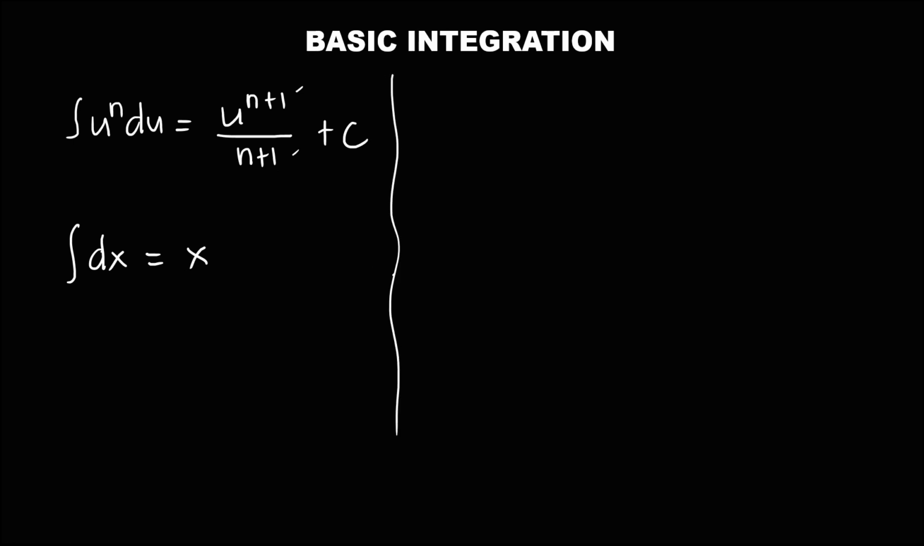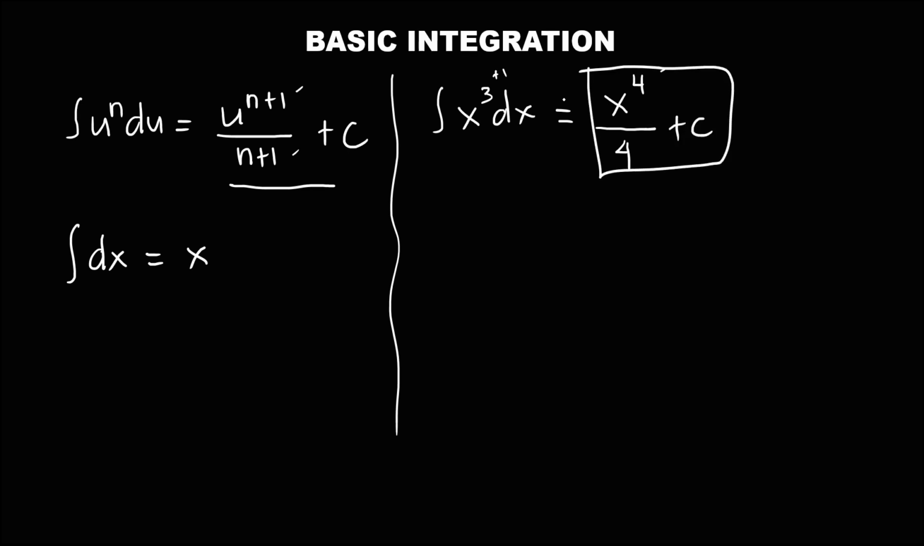If we have this given, the integral of x to the power 3 dx, using this formula, plus 1 for the exponent, this becomes x to the power 4, then over this denominator, which must be equal to this exponent. So this is over 4, then plus c.